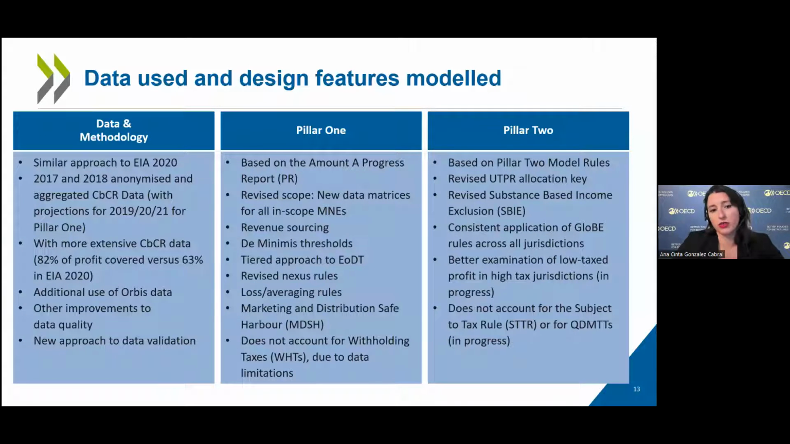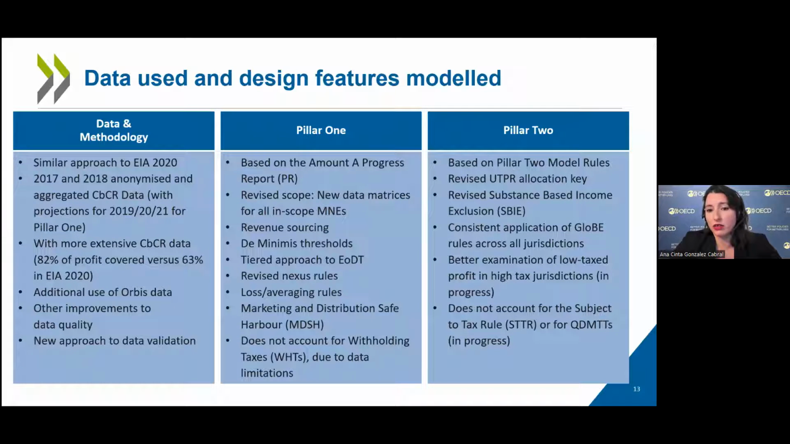So what design features are we able to capture with the methodology? In what refers to Pillar 1, the modeling is based on the Amount A progress report, and importantly, it includes the revised scope of Pillar 1 that now goes beyond automated digital services and consumer-facing businesses. This includes, of course, also the losses and averaging rules, and the estimates account also for other design features such as revenue sourcing rules, the revised nexus rules, the tier approach for the elimination of double taxation, including the de minimis thresholds, and the market and distribution safe harbor.